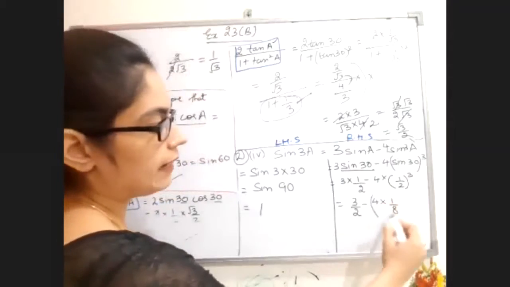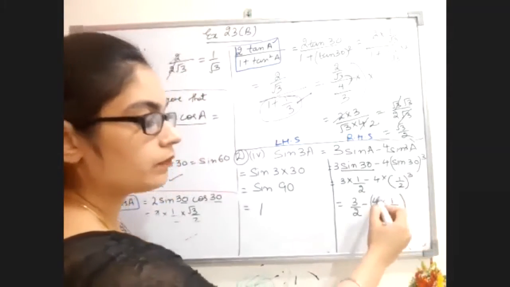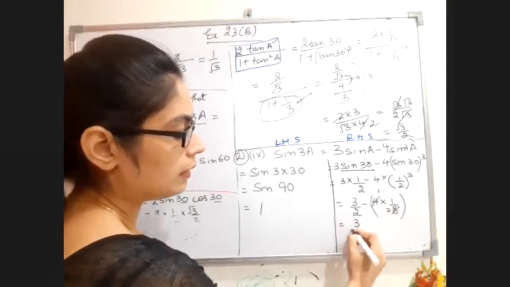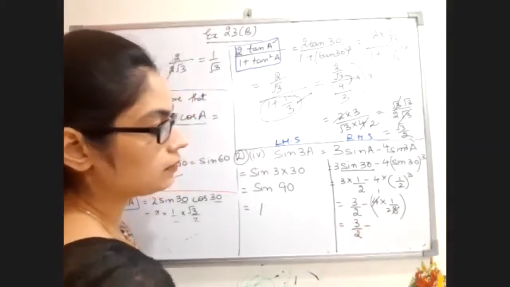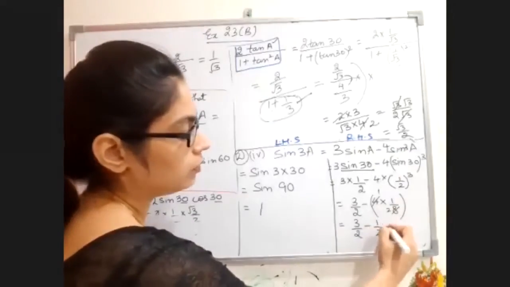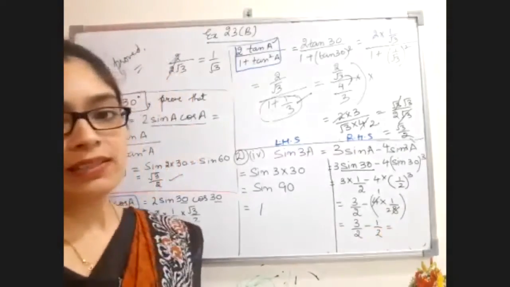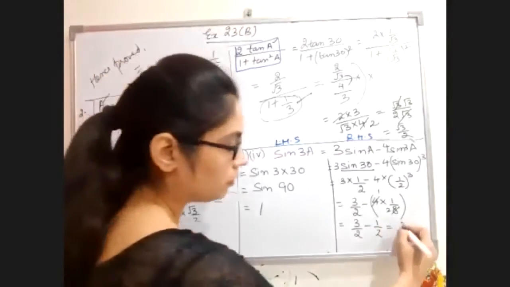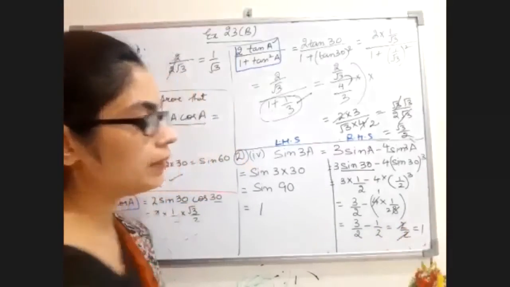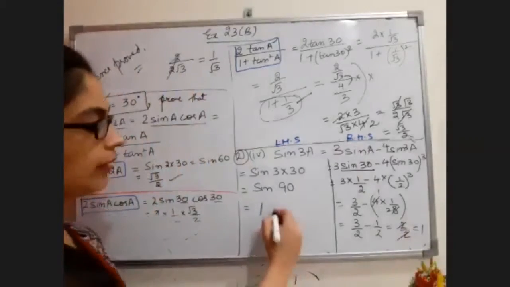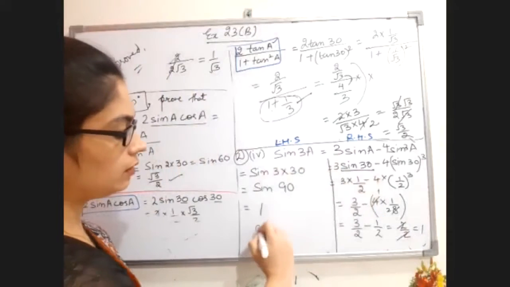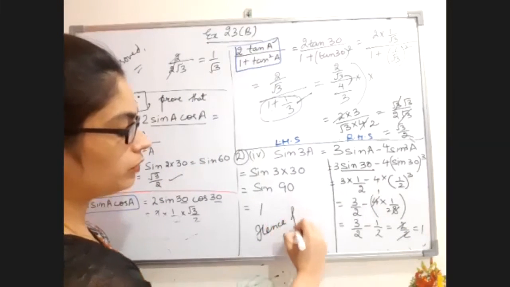So can we do any cancellation here? 4 ones are 4, 4 twos are 8. So 3 by 2 minus, what should I write? 1 by 2. So 3 by 2 minus 1 by 2 is 2 by 2. 2 by 2 is equal to 1. We can cancel and it will be equal to 1. So both sides are equal. So we can write hence proved or hence verified.